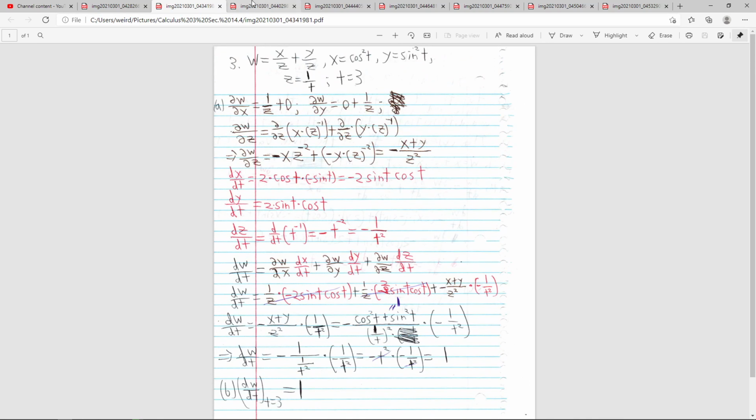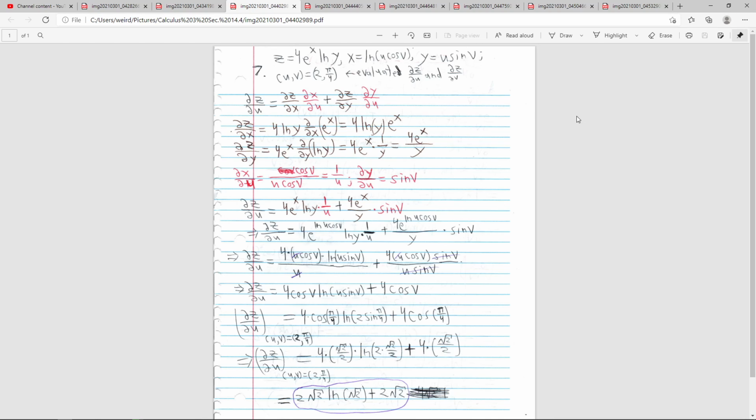Okay, now it's time for the messy one. If you can do this, I think you have a good understanding of this.